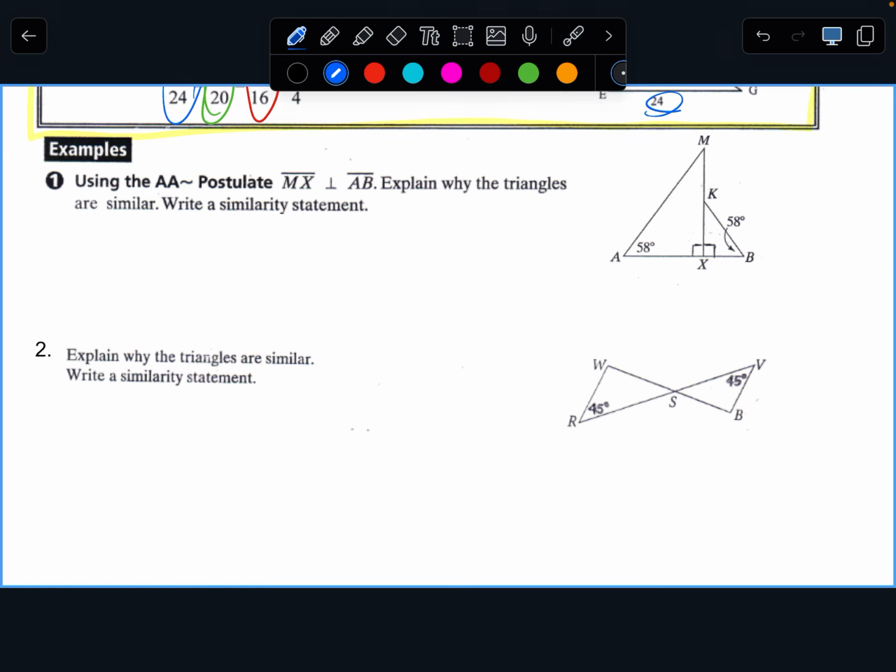Okay, so explain why they're similar. Oh my gosh, my voice is going.